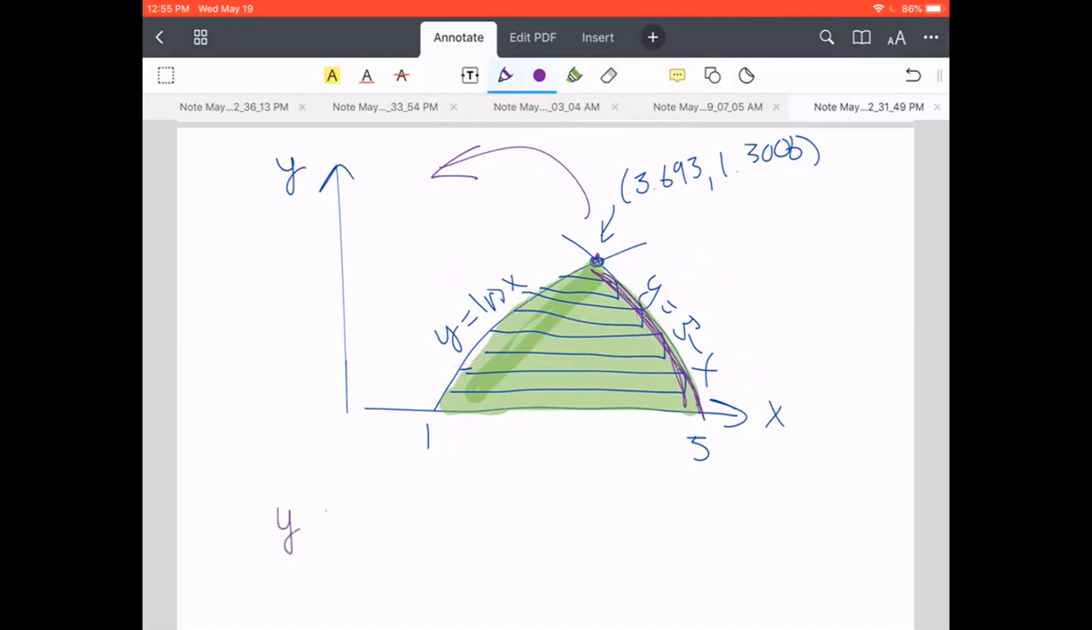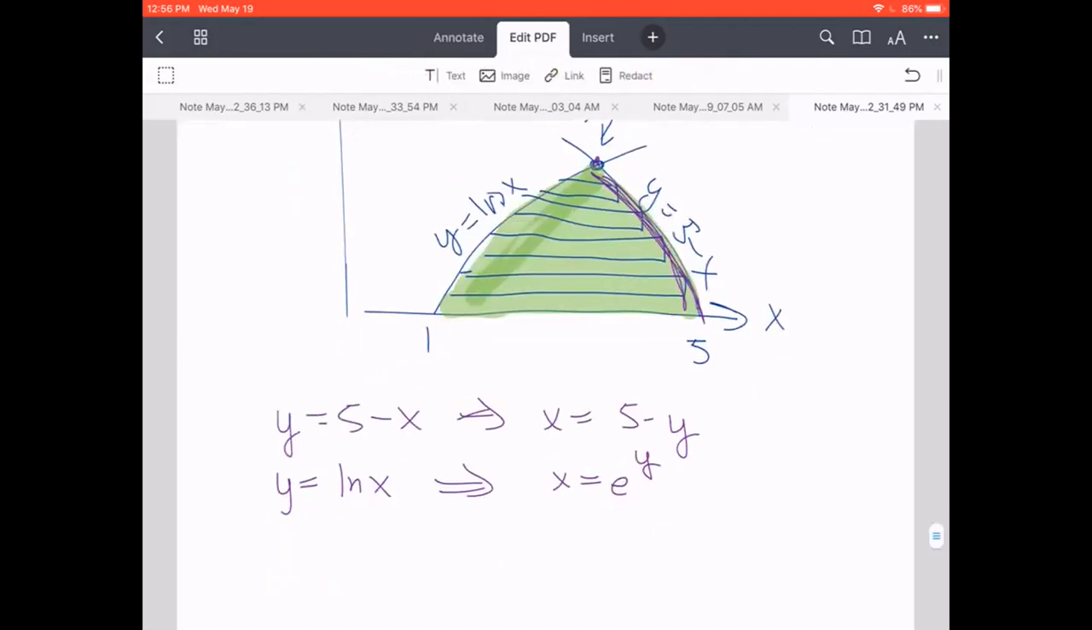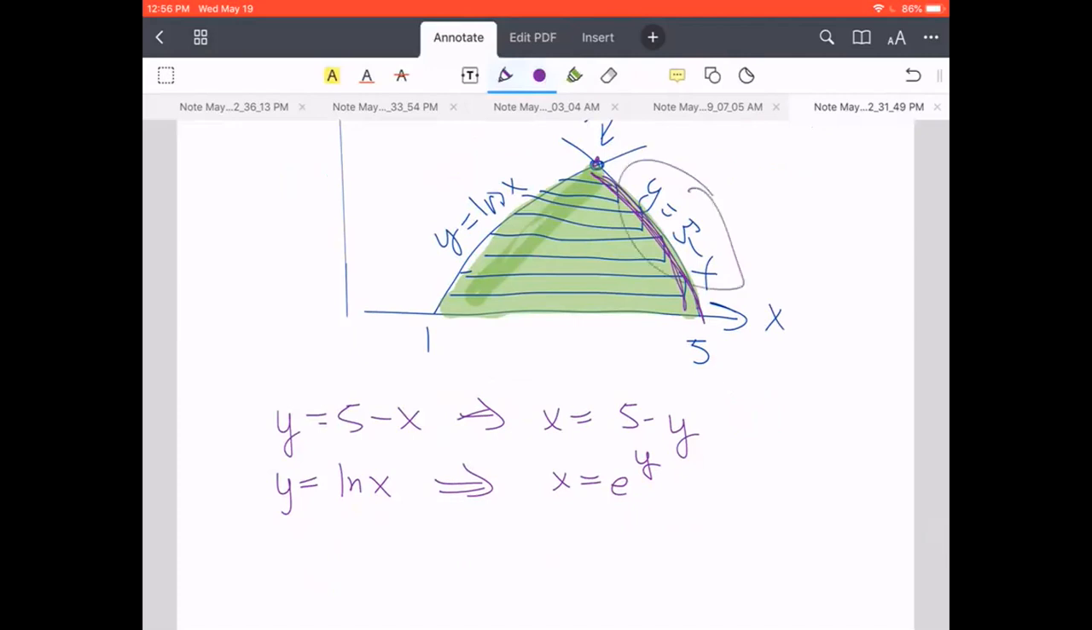So y equals 5 minus x, when I solve for x, turns into x equals 5 minus y. And then y equals ln of x, when I solve for x, you take e, raise both sides with a base of e. The e and the ln cancel out and you get x equals e to the y. Now that you have both equations in terms of y, you just find the area integral. You take that minus that.